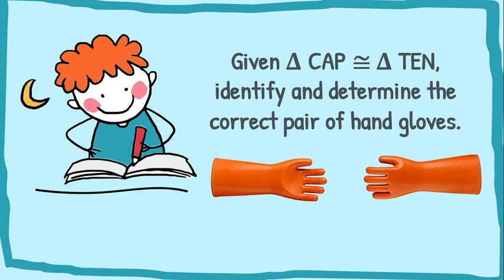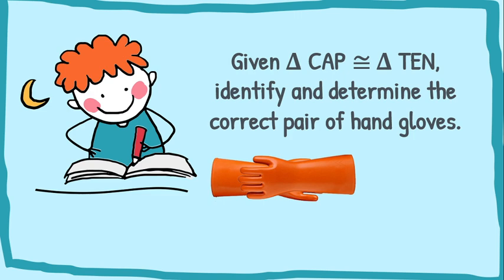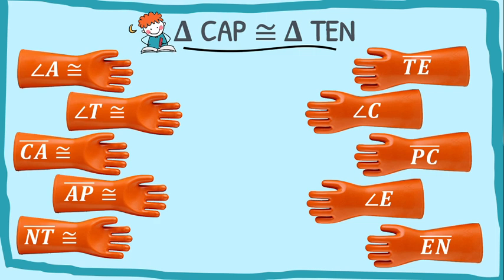Now let's have an activity to recall how to get the pair of congruent parts of a triangle. Given triangle CAP is congruent to triangle TEN, identify and determine the correct pair of hand gloves. So we're going to look for the correct pair of hand gloves by pairing the correct parts of congruent triangles. So here it is. We have here triangle CAP is congruent to triangle TEN. So kailangan i-recall natin that when we say correspondence, kailangan ay yung order ng ating given vertices.